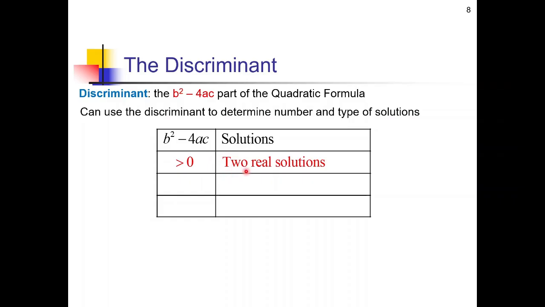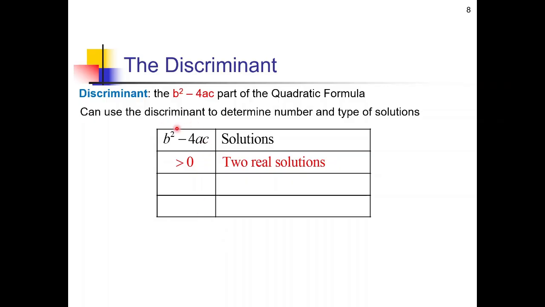We could even break that down further if we wanted to, like if b squared minus 4ac is a perfect square, something that when you square root it you just get a rational number, then that would even tell you that you had 2 rational solutions. But we're not doing that level of analysis here. Let's look at another situation though.